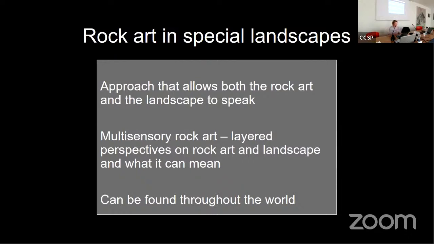The psyche can also be equally tested at certain sites. And this phenomenological approach and the landscape analysis gave more layers to the interpretation of the rock art and may bring us closer to its creators, because we're all humans.